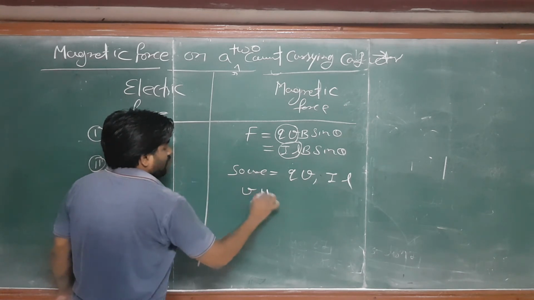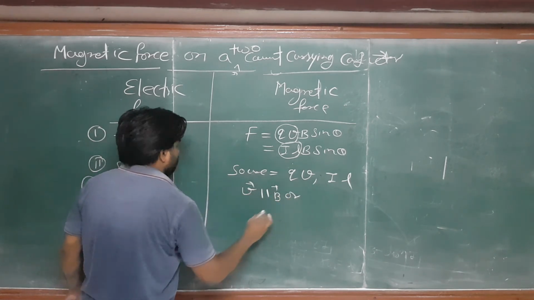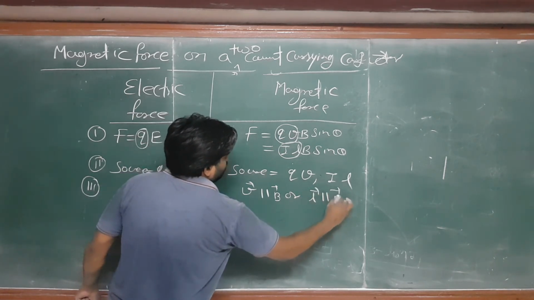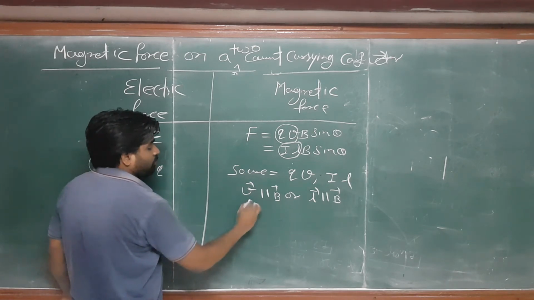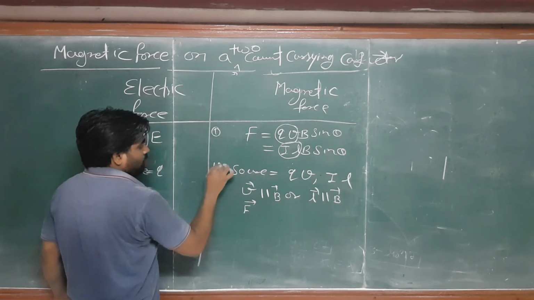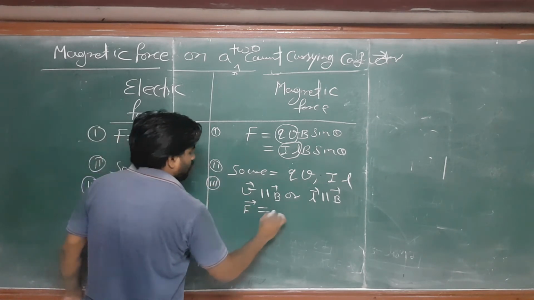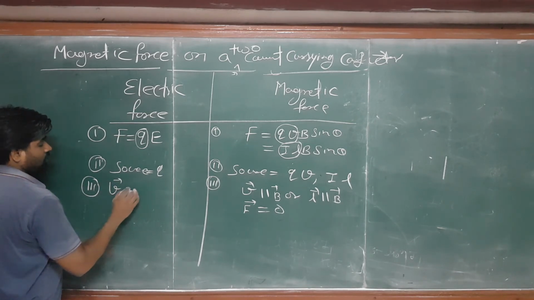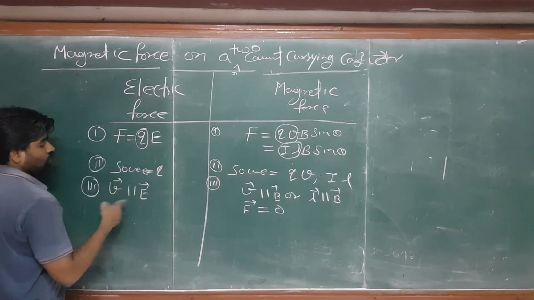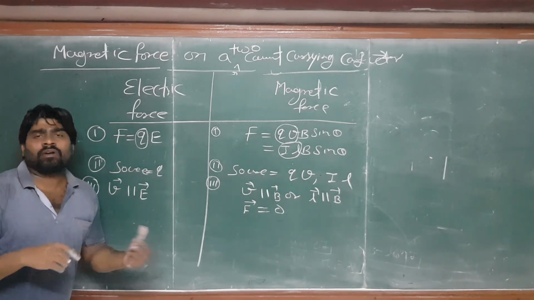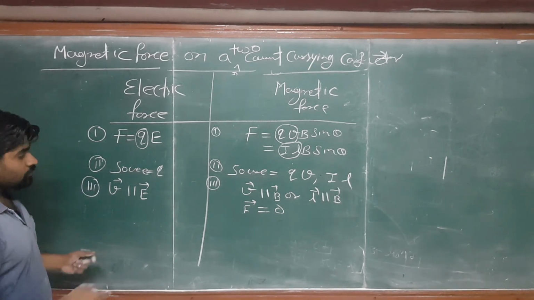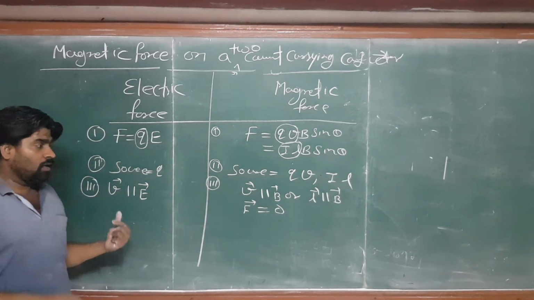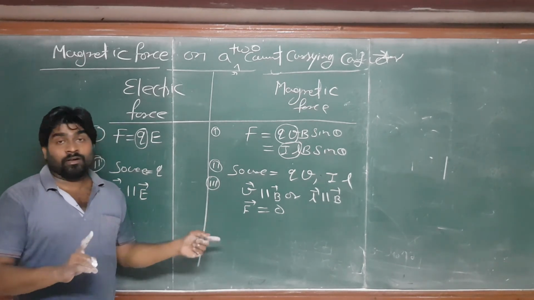If the vector v is parallel to vector b, the force cannot act. So this is for point number 1. Point number 2, this is point number 3. The force always would be 0. If the vector v is parallel to vector E, the force always exists. Here I cannot write the b, I am writing the direction of the motion. Okay, so the force always would be 0. If it is perpendicular, even though the electric force acts, only the magnetic force will act.